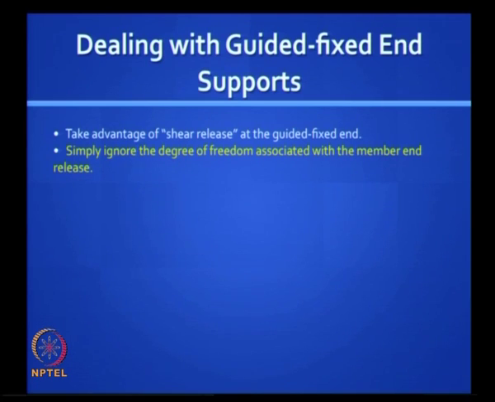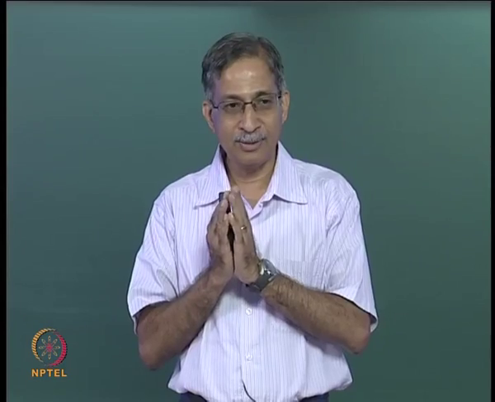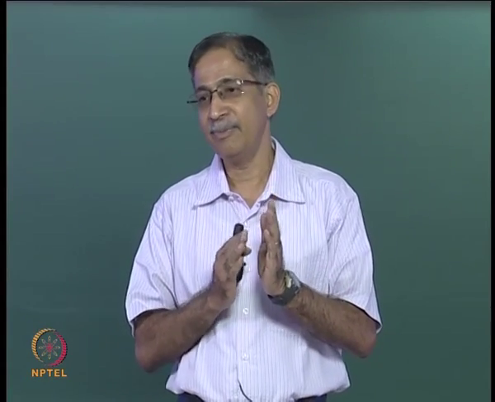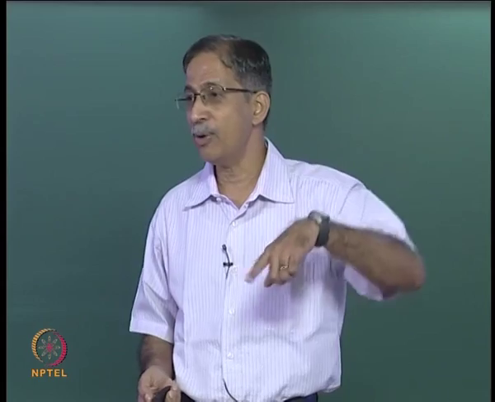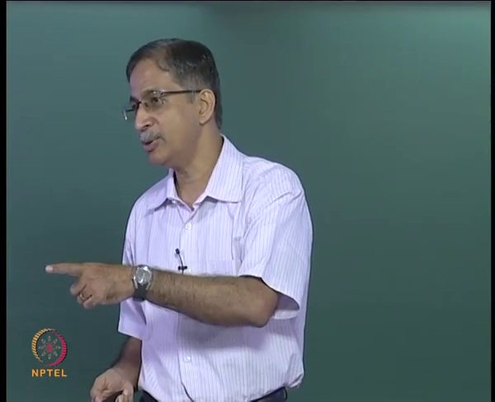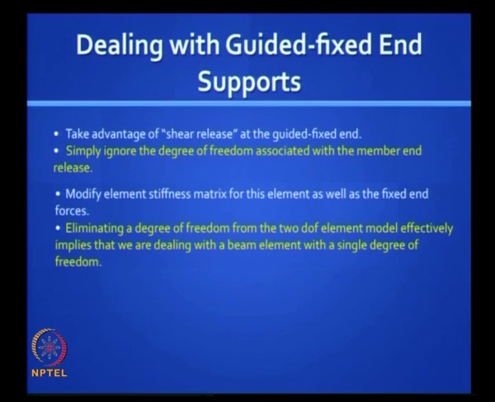So here you have what can be called a shear release. It is not a moment release, because in a guided fixed support there is no shear transfer from the beam to the support, okay. And like in the previous case, you ignore the degree of freedom associated with the member end release, that means the translation you ignore. We did this in moment distribution method, slope deflection method, do the same thing. Modify the element stiffness. What will be the element stiffness for a guided fixed support case?